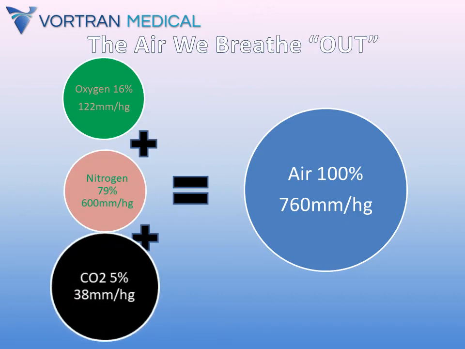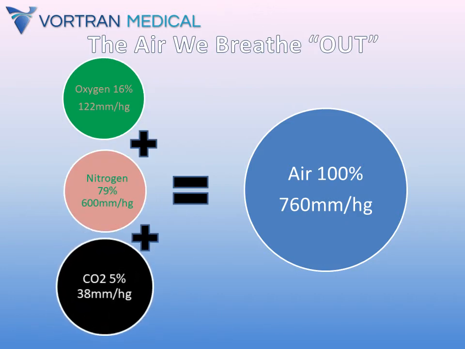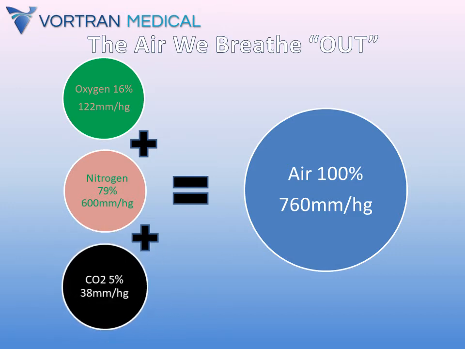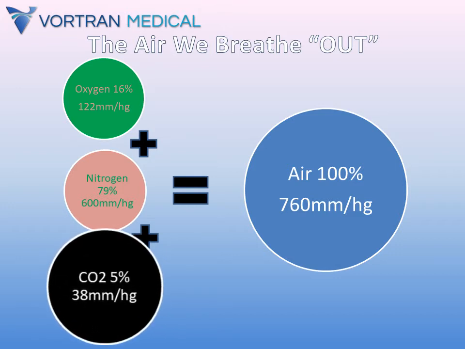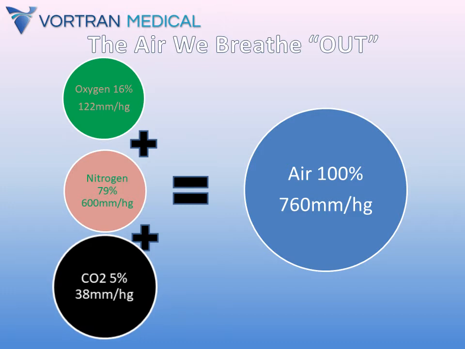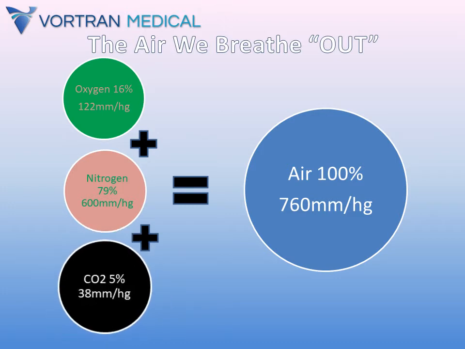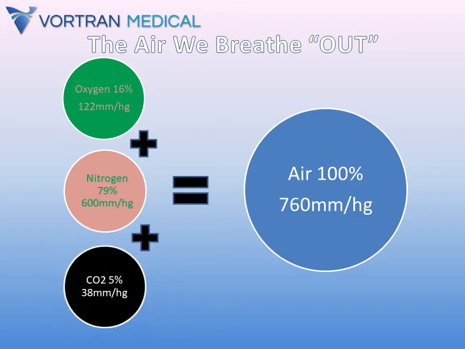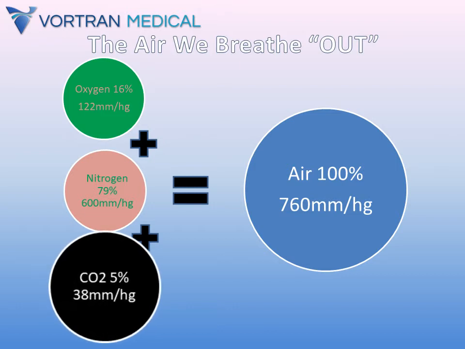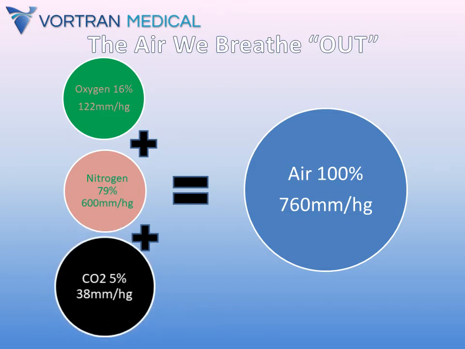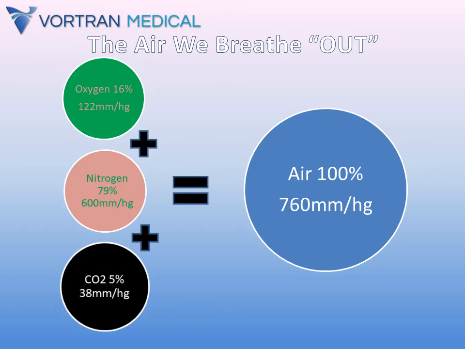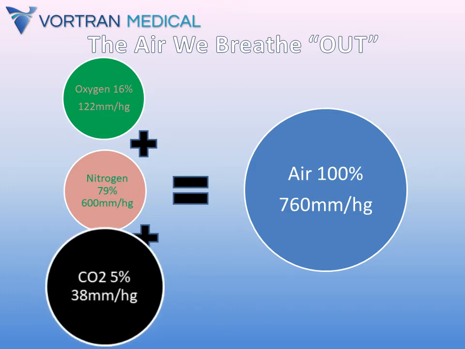Carbon dioxide. That space of 5% left by the use of oxygen is filled inside the lungs with carbon dioxide through diffusion. And 5% of 760 millimeters of mercury is 38 millimeters of mercury, and that is where we get the end-tidal CO2 range of 35 to 45 millimeters of mercury.